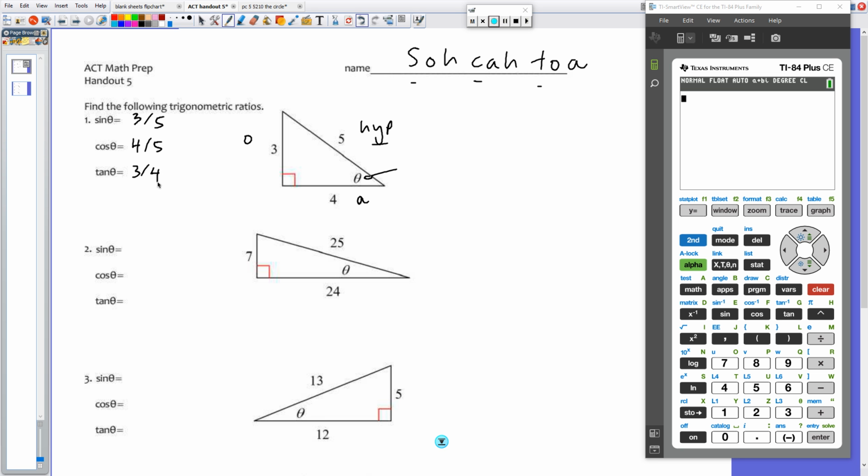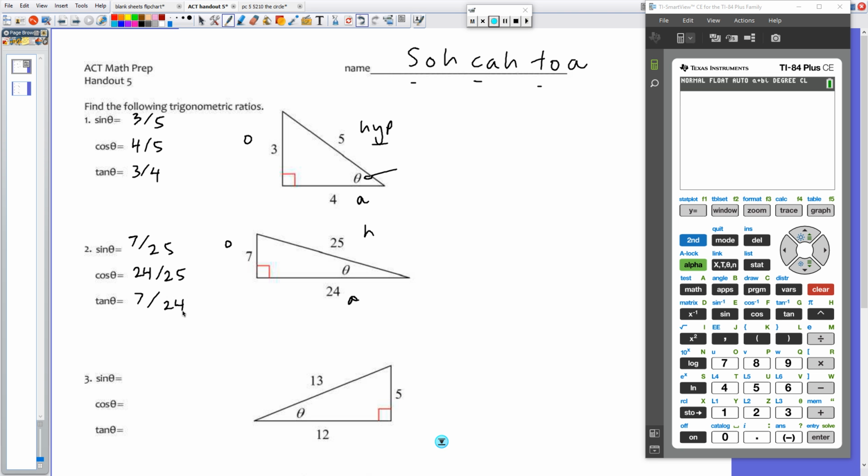Second drawing, this is our hypotenuse still, because of where the theta is. This is our opposite, and the 24 down here will be our adjacent. Sine, opposite over hypotenuse. Cosine, adjacent over hypotenuse. And tangent, opposite over adjacent.